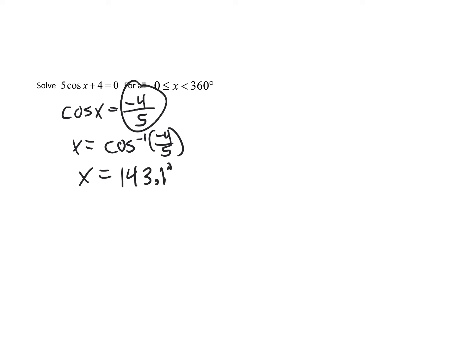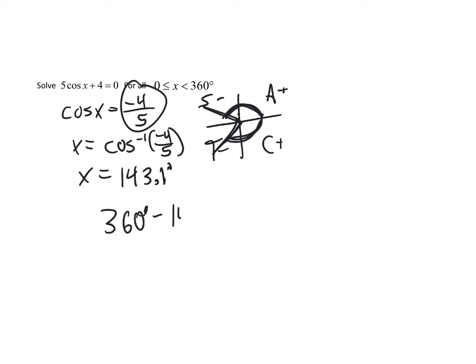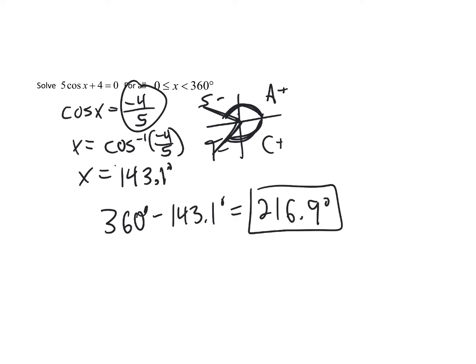Now here we had cosine was negative. So again, looking at CAST, cosine is positive in the first two. It's negative in these two. So we're looking over here. Our first answer is 143. Our second answer will be this one. So 360 minus 143.1 equals 216.9 degrees. So those are our two answers.